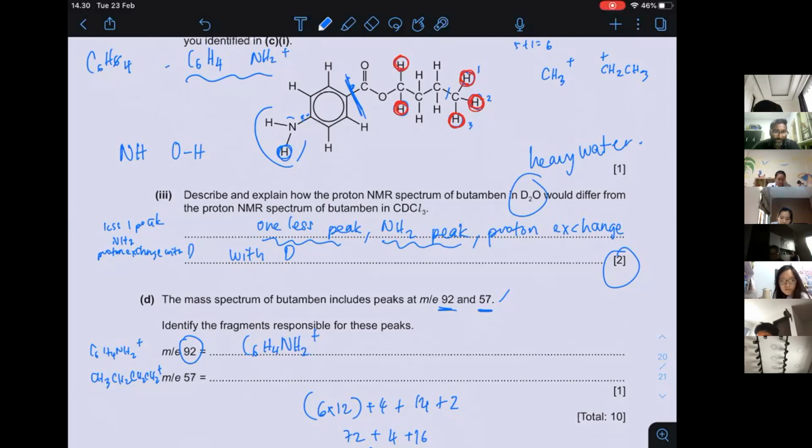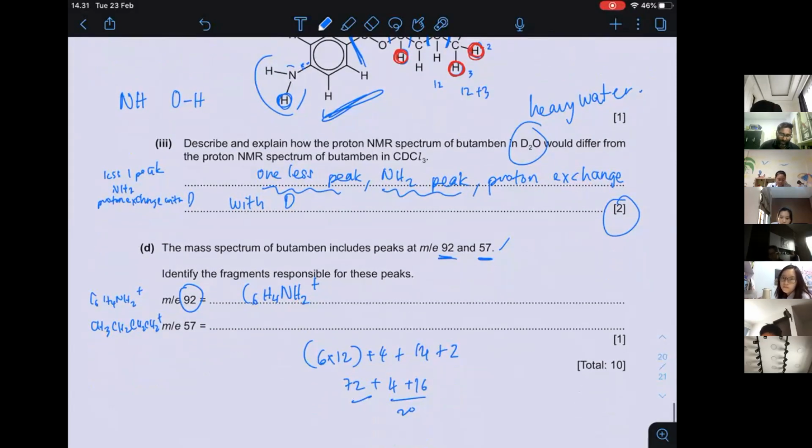Then 57. Of course, nothing to do with this, because 57 is supposed to be smaller. So it must be something related to either here, here, here, or here. So you need to count. CH3 is 12 plus 3, 15. 15 plus 12. So you keep on doing that, and I will get something like this.